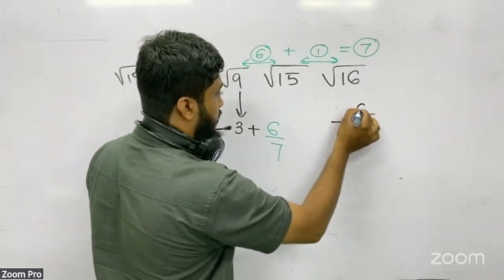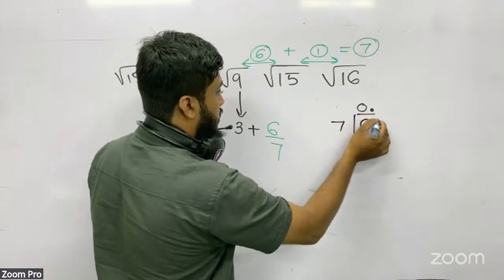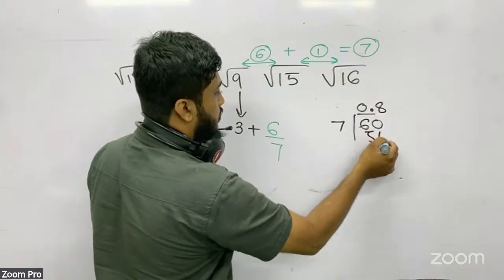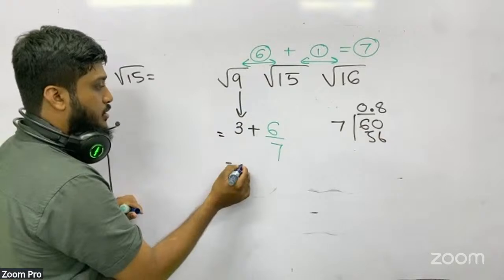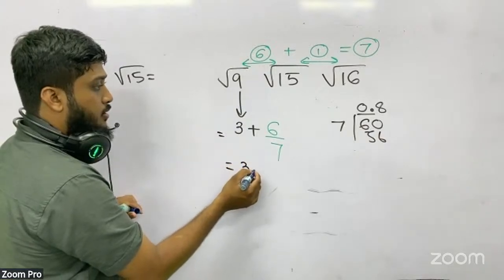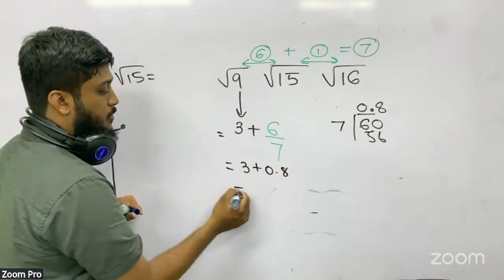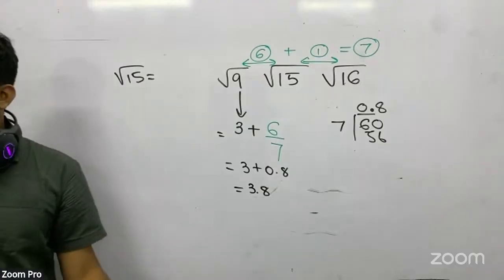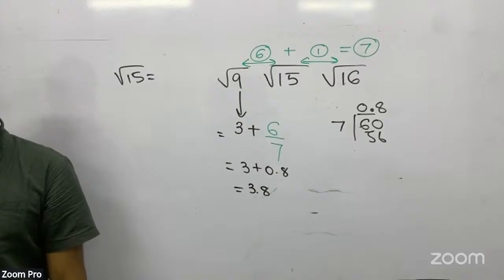So I have to write 0. I said always it is 0 point. So I have to put a point and I have to put a 0. How many 7s are in 60? 8. 7 times 8 is 56. If you write up to this, that is enough. Then what would be the answer? 3 plus 0.8 will be equal to how much? 3.8. So is it the final answer? We have to double check, with what and what? 3.8 and 3.9.